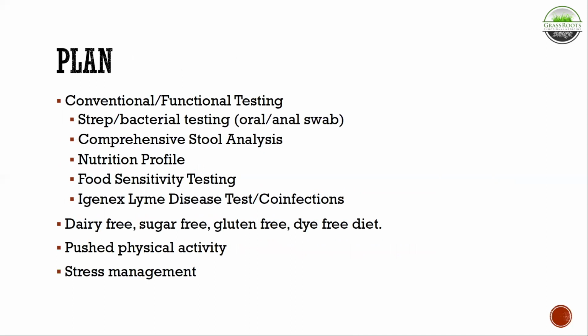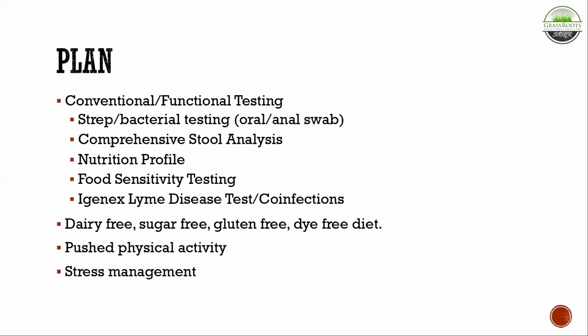So the plan started out with some conventional and functional testing. We did a strep swab, oral and anal. We did a comprehensive stool analysis, a big nutrition profile, which is very, very helpful. It kills me how more people aren't doing these comprehensive nutrition profiles, because the body needs fuel to function. The immune system needs fuel to function. You need fuel to detoxify. So if we're not feeding the body with the appropriate amount of macronutrients and micronutrients, then we're not going to be seeing the long-term results that we're looking for.